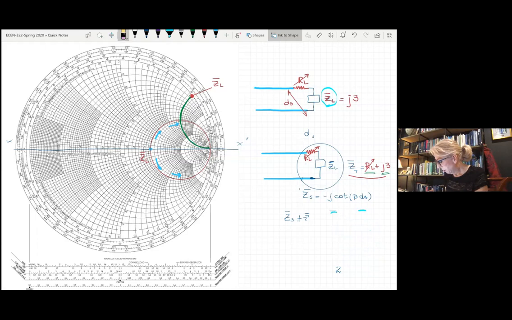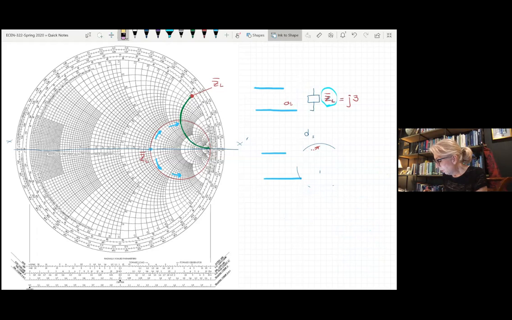And forget about that too. And now we have a given load. Let me, in fact, give you a different one. I will give you a load that has both a real and imaginary part. Okay, so let's assume it's this one.